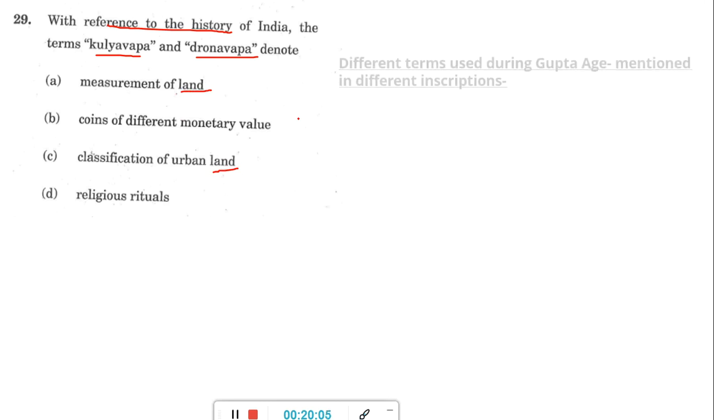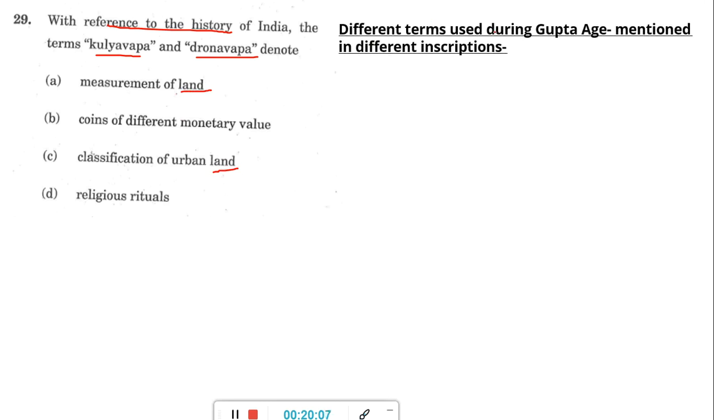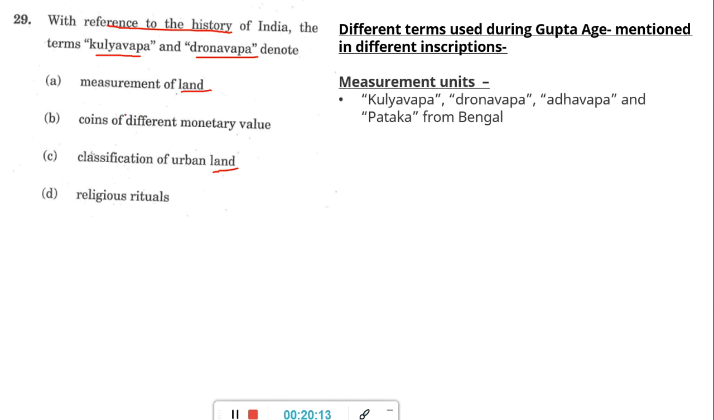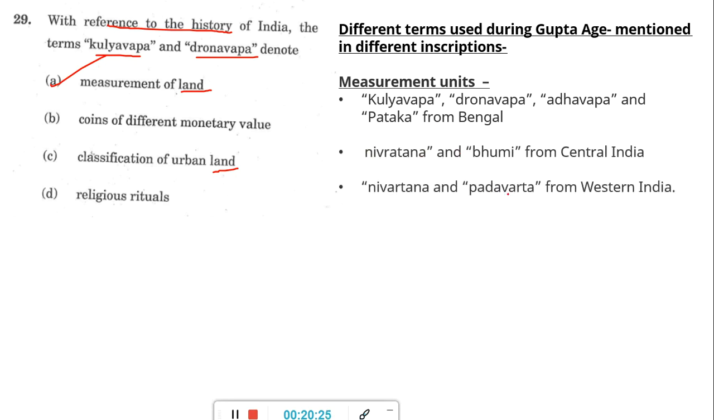Okay, so here, different terms were used during the Gupta age, mentioned in different inscriptions. These are measurement units in the Gupta age. This is Kulyavappa and Dronavappa, Adhavappa and Pataka. These are from the Bengal side. This Nivartana and Bhumi are from central India, and again Nivartana and Padavartha are from western India. So you have no other option.